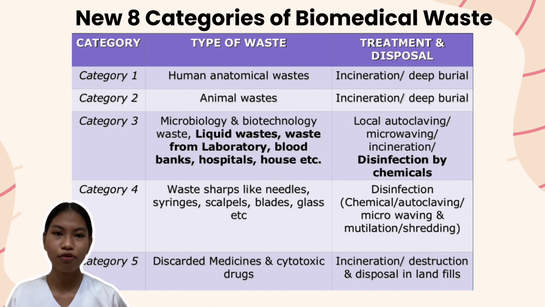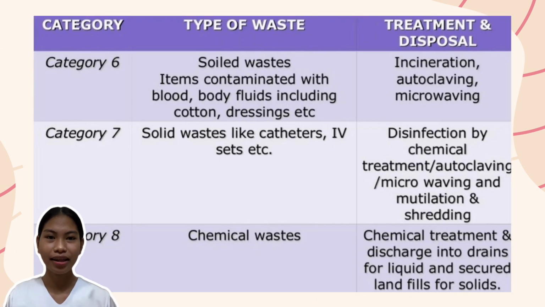Category 5, type of waste: discarded medicines and cytotoxic drugs. Treatment and disposal: incineration or destruction and disposal in landfills. Category 6, type of waste: solid waste items contaminated with blood and body fluids, including cotton, dressings, and etc. Treatment and disposal: incineration, autoclaving, and microwaving. Category 7, type of waste: solid waste like catheters and IV sets, and etc. Treatment and disposal: disinfection by chemical treatment, autoclaving, microwaving, and mutilation and shredding.